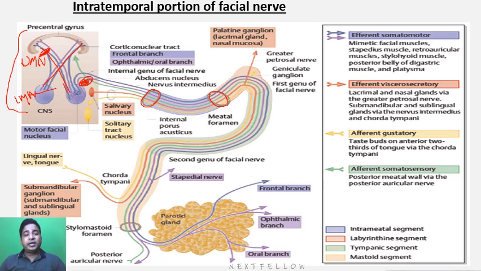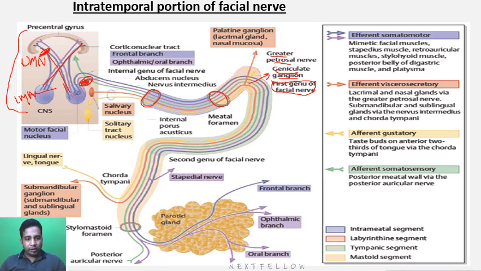Then they take a sharp turn to form the greater petrosal nerve, and this sharp turn is known as the geniculate ganglion. That is the first genu. It is known as the first genu of the facial nerve. So I told you this GSPN function.